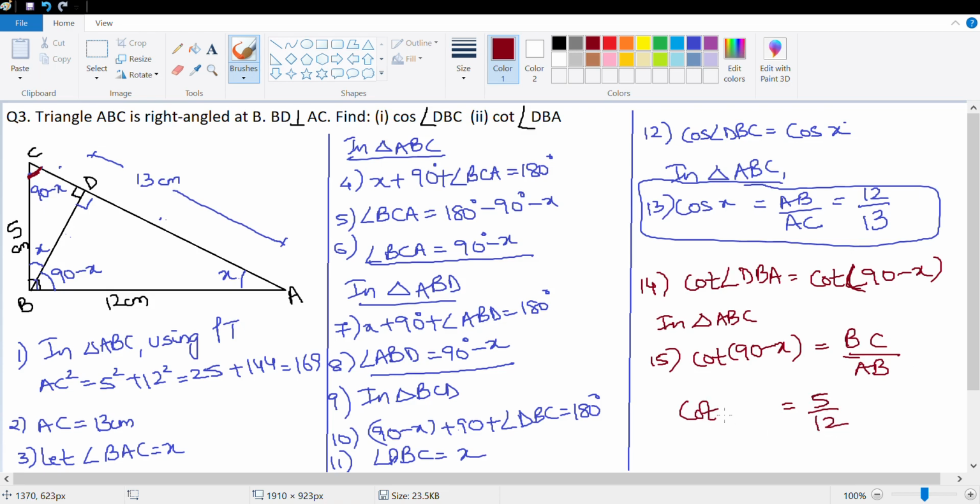So cot angle DBA would be equal to 5 upon 12. Good, very interesting question. Let's look at the next one.